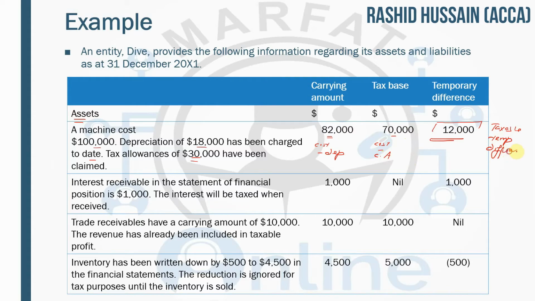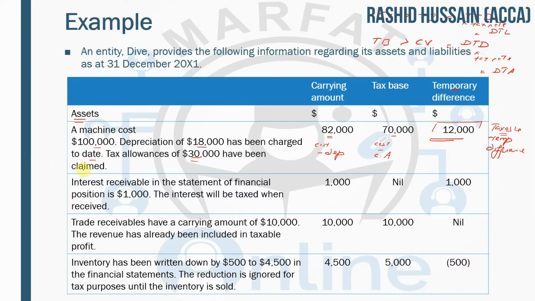Now why are we calling it a taxable temporary difference? Because whenever the carrying value is more than the tax base, this is going to create a taxable temporary difference. And when the tax base is more than the carrying value, this will create a deductible temporary difference. So when you multiply the taxable temporary difference with the tax rate, it will give you the deferred tax liability. And when you multiply the deductible temporary difference with the tax rate, it will give you the deferred tax asset.